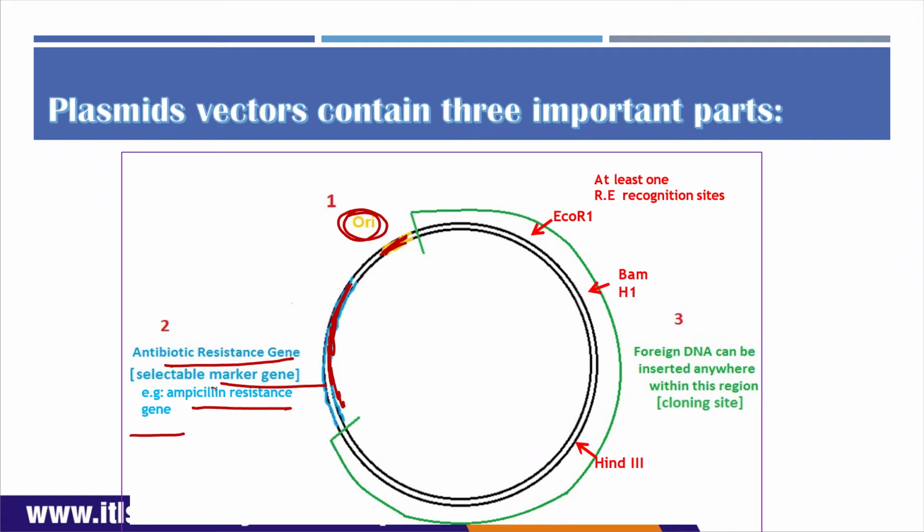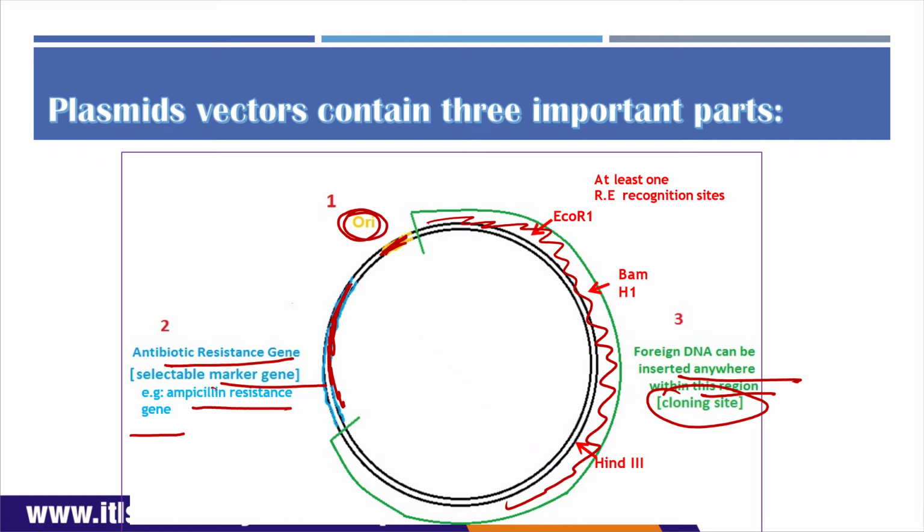Then the third part is foreign DNA, which can be inserted anywhere within this region. That is also known as a cloning site. This green site is the third part of the plasmid vector.